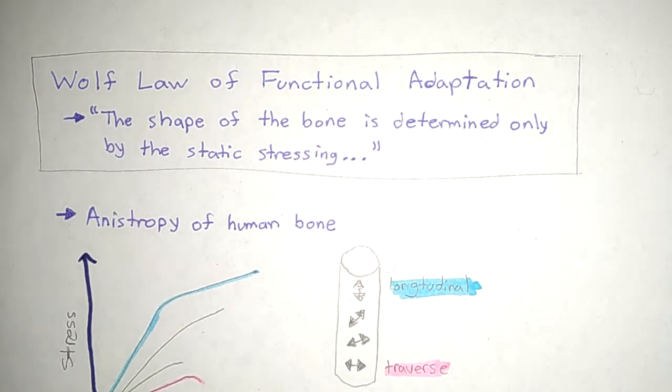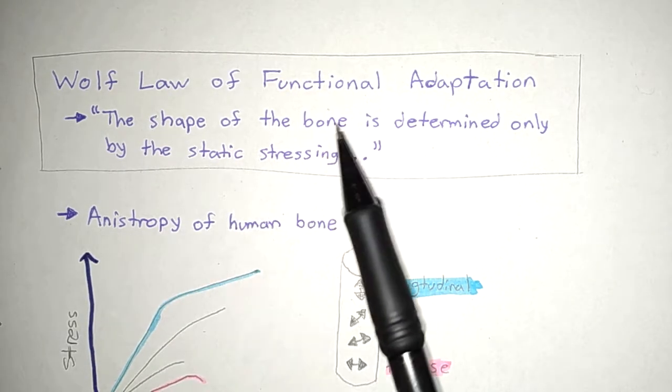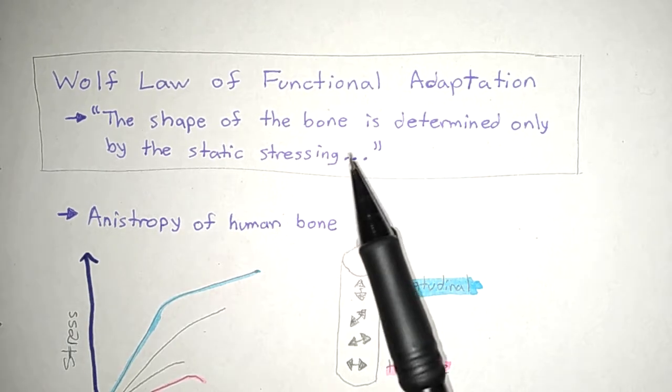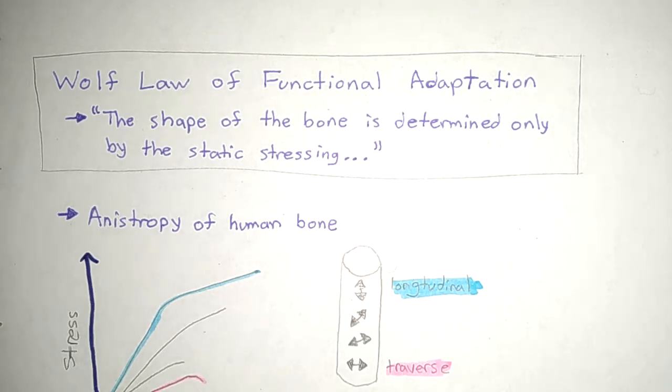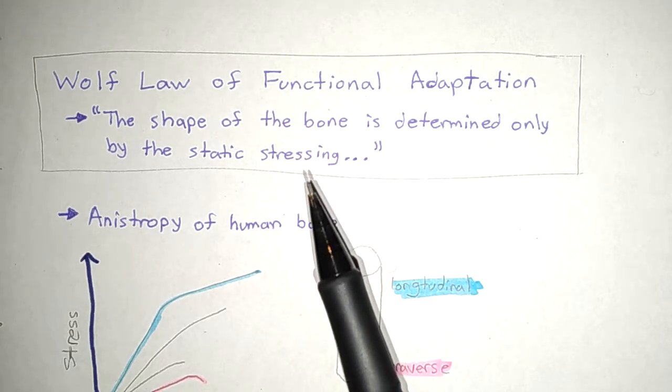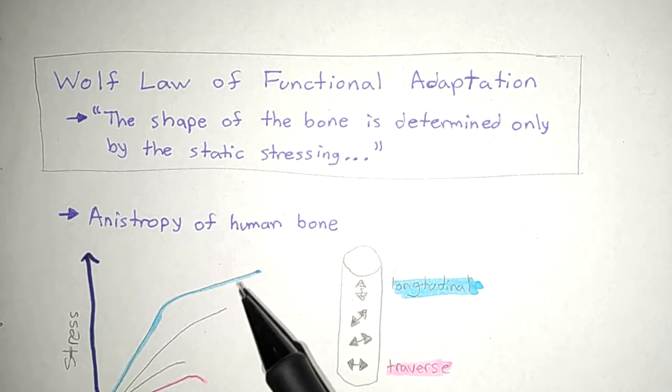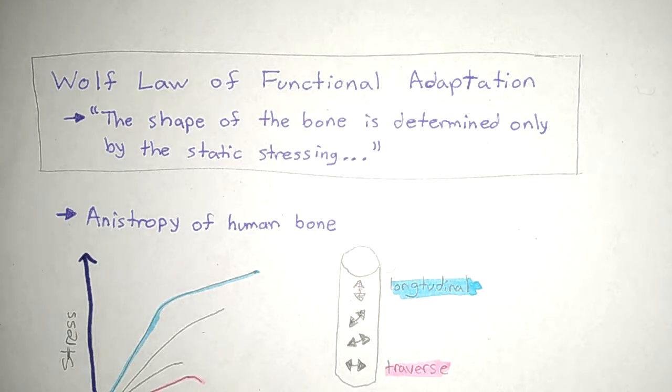Wolff. He created a law called Wolff's Law of Functional Adaptation. It states that the shape of the bone is determined only by the static stressing. In other words, the bones of, let's say, the fingers are going to be determined based only on how they are to transmit loads from their surroundings.